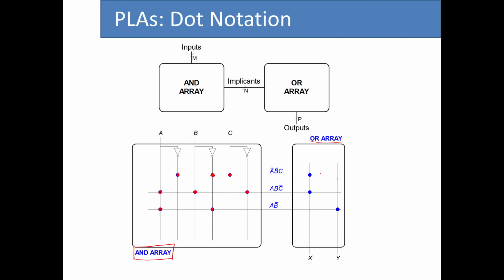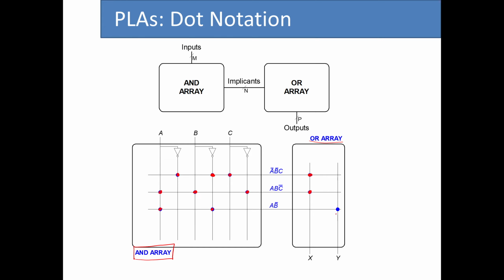Similarly for the OR array, to create x, I need to OR a bar b bar c and a b c bar. So that's what I do. I have put 2 dots on this vertical line, on the interconnection of this vertical line which shows x, and these 2 implicants.